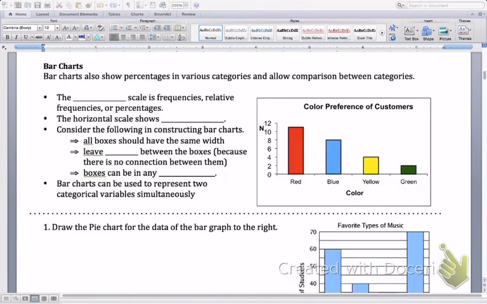And so the next kind of graph we're going to be focusing on today is a bar graph, or bar chart, as some people may call them. And these show the percentages in various categories and allows comparisons between categories. So you can see vertically how they compare to each other and the size as well. So on these, we have a vertical scale.